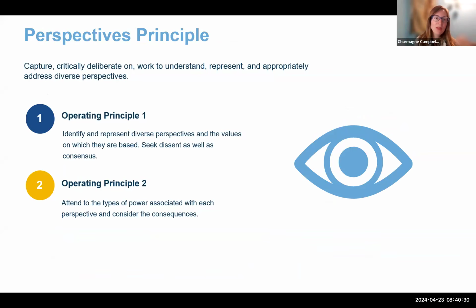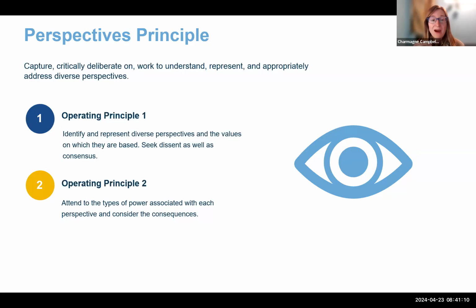The perspectives principle then asks us to capture and critically deliberate on, or work to understand, represent, and address diverse perspectives. So within this principle, we have to really try to understand and represent whose perspectives and values are important within the system. And this is one of the ways that we really are focusing on equity and really trying to ensure that it's not just the dominant mindset or dominant perspectives that are getting attention within a system. So it really takes those relationships and understanding the relationships in order to really be able to elevate different perspectives.